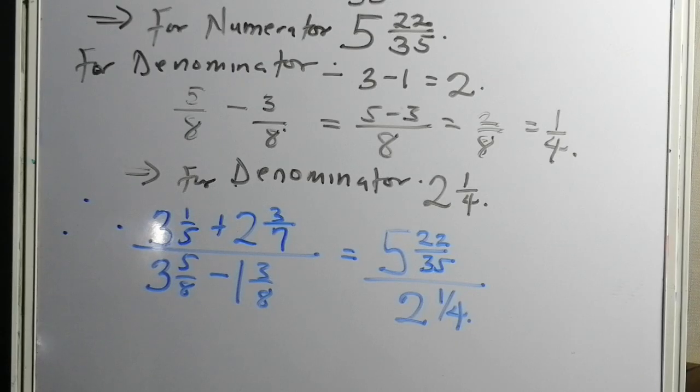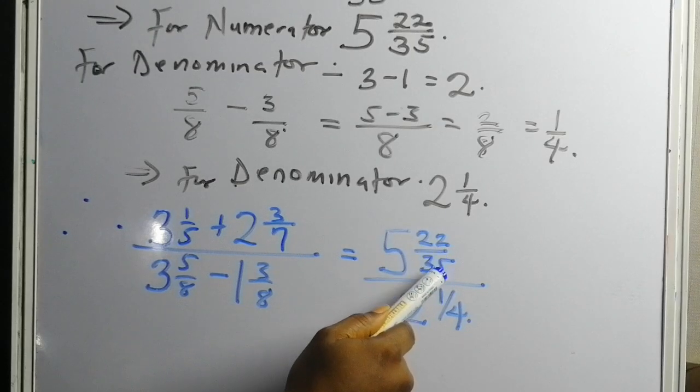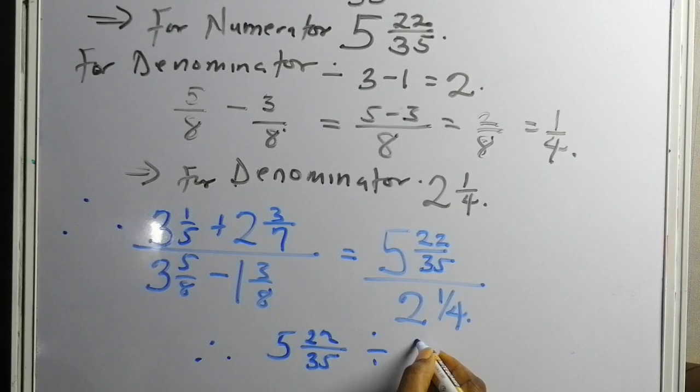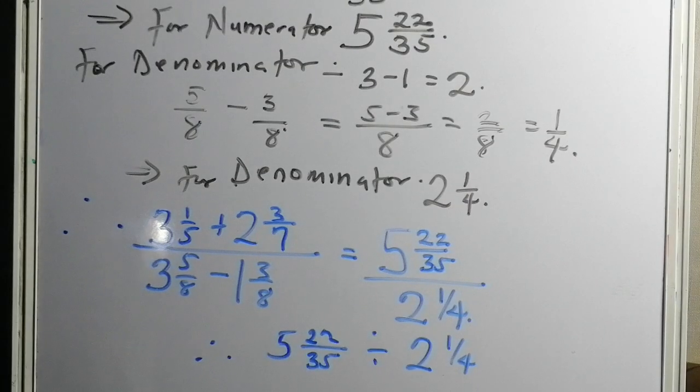What if you now have 1 here and 1 here? Are you going to say 1 minus 1? Let's leave that for another discussion. So now you have 5 whole number 22 over 35, and 2 whole number 1 over 4. So what do you need to do? You now go ahead and simplify further. Therefore, you have 5 22 over 35 divided by 2 whole number 1 over 4. I changed the long division to short division.